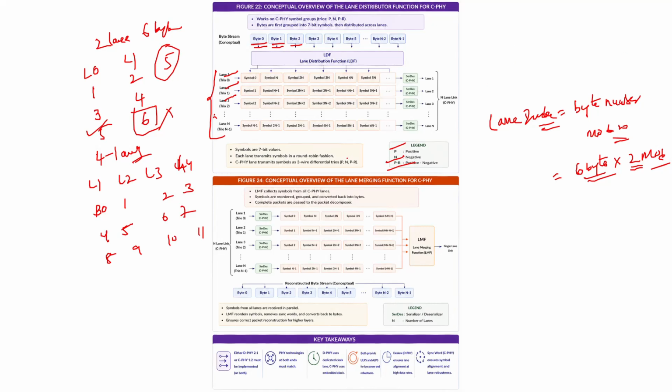2 digits of data. Fine. Yeah. Understood. Fine.